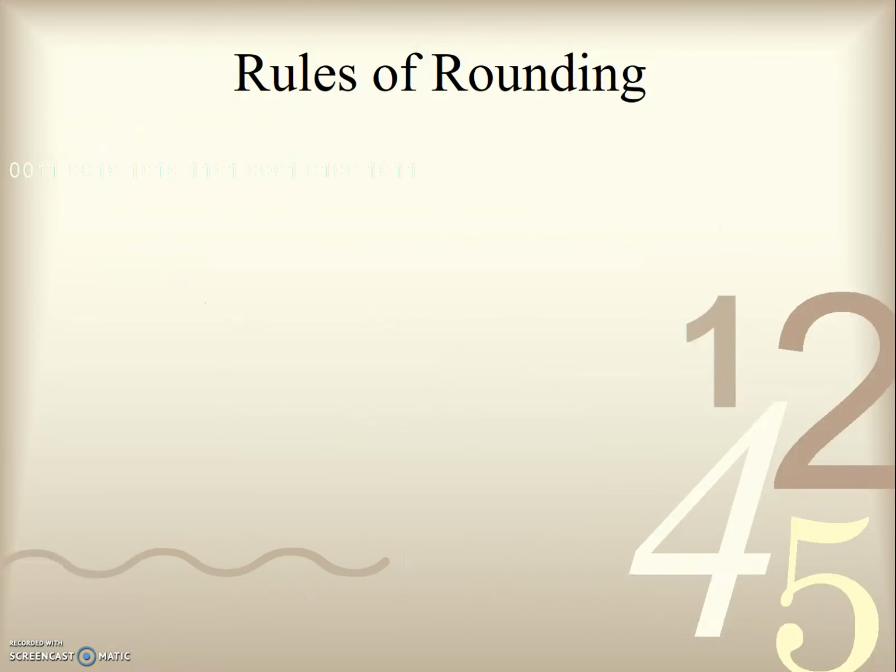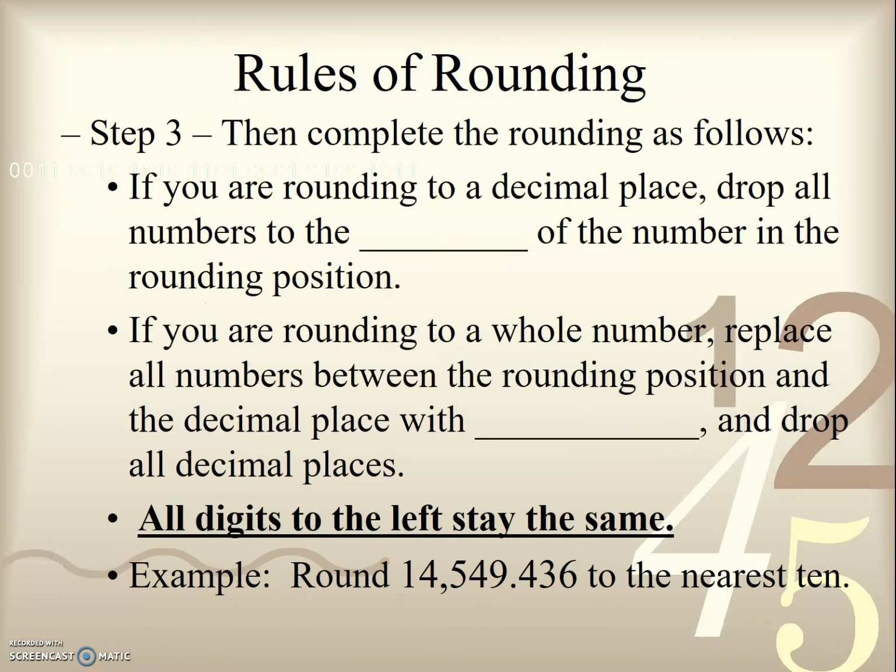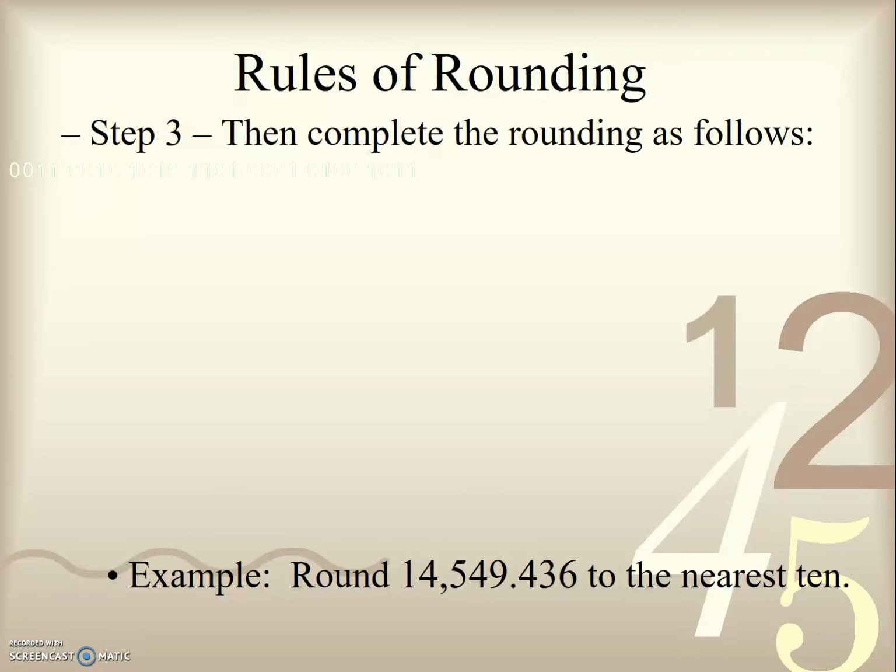Okay? All right, let's look at step 3. Then complete the rounding as follows. If you are rounding to a decimal place, drop all numbers to the right of the number in the rounding position. If you are rounding to a whole number, replace all numbers between the rounding position and the decimal place with zeros and drop all decimal places. All digits to the left stay the same. Okay, for example, round 14,549 and 436 thousandths to the nearest 10.